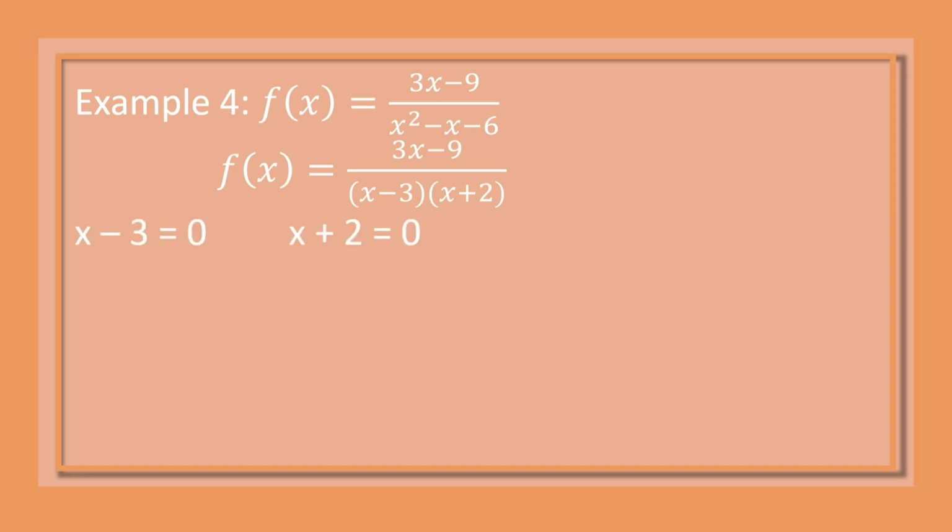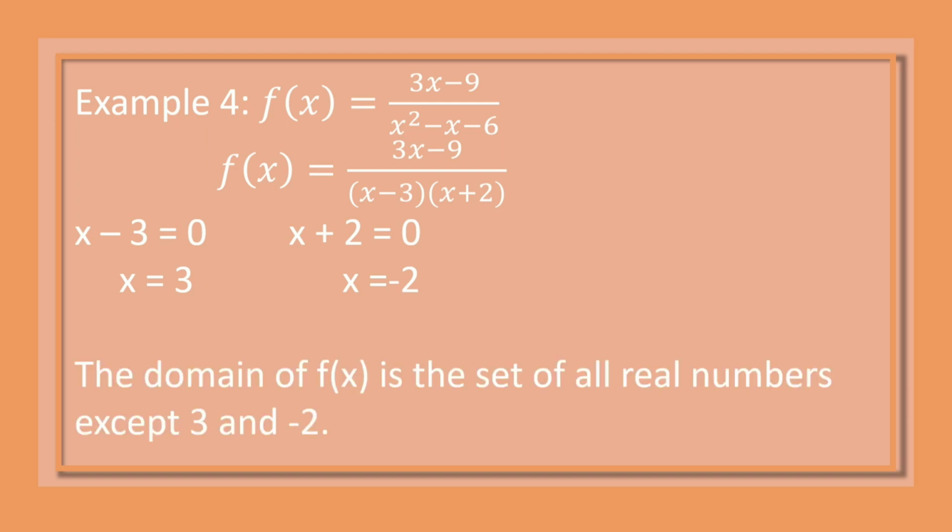X minus 3 is equal to 0. X plus 2 is equal to 0. So the values are 3 and negative 2. Therefore, the domain of f of x is the set of all real numbers except 3 and negative 2.